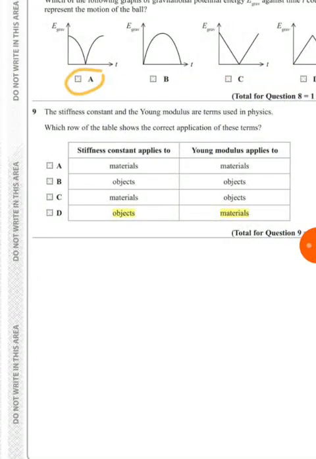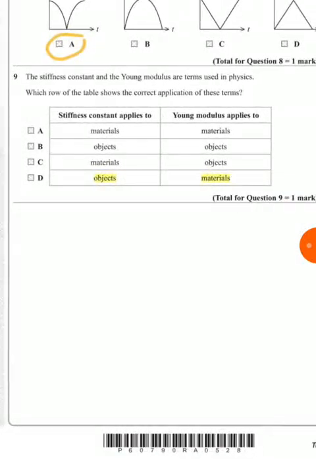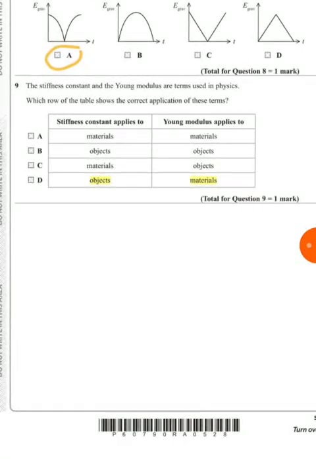Question number 8. A ball is dropped, bounces once, and is then caught. Which of the following graphs of gravitational potential energy against time could represent the motion of the ball? So a ball is dropped. That means gravitational field strength acts on the ball like the earlier question. It's not at rest, and then it bounces once.